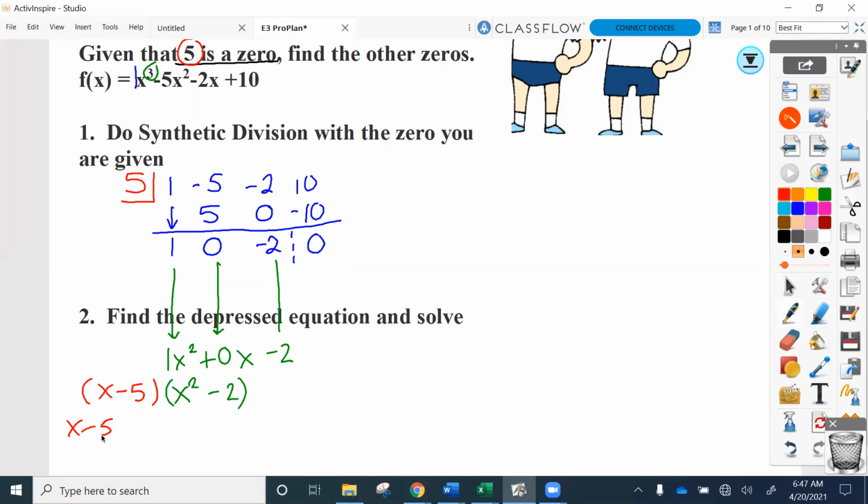Well, if we set this factor equal to 0, we already know that one of the zeros is going to be 5 because they gave it to us. If we set this other factor equal to 0 and solve, we can use the square root method. And one of the clues that you could use the square root method here is that there are 2 terms, but they're not perfect squares, right? Not both of them. So we're going to add 2 to both sides.